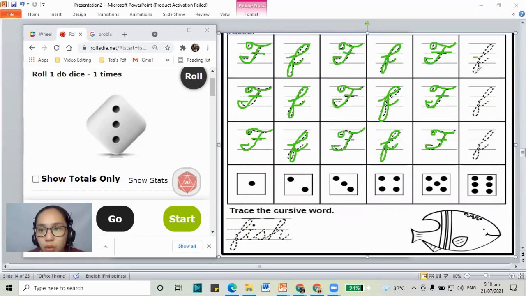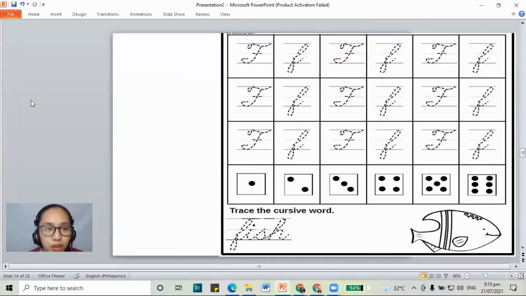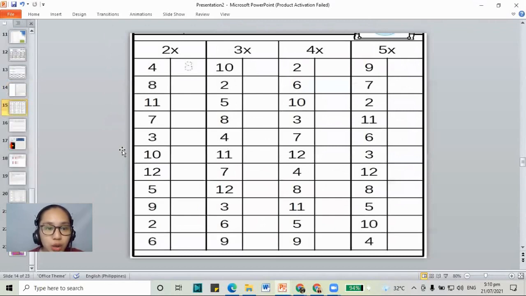And this time, lowercase f, make the 2 loops to make your letter F. And F is for the fish. F-I-S-H. The word is fish. Let's move to the next one.